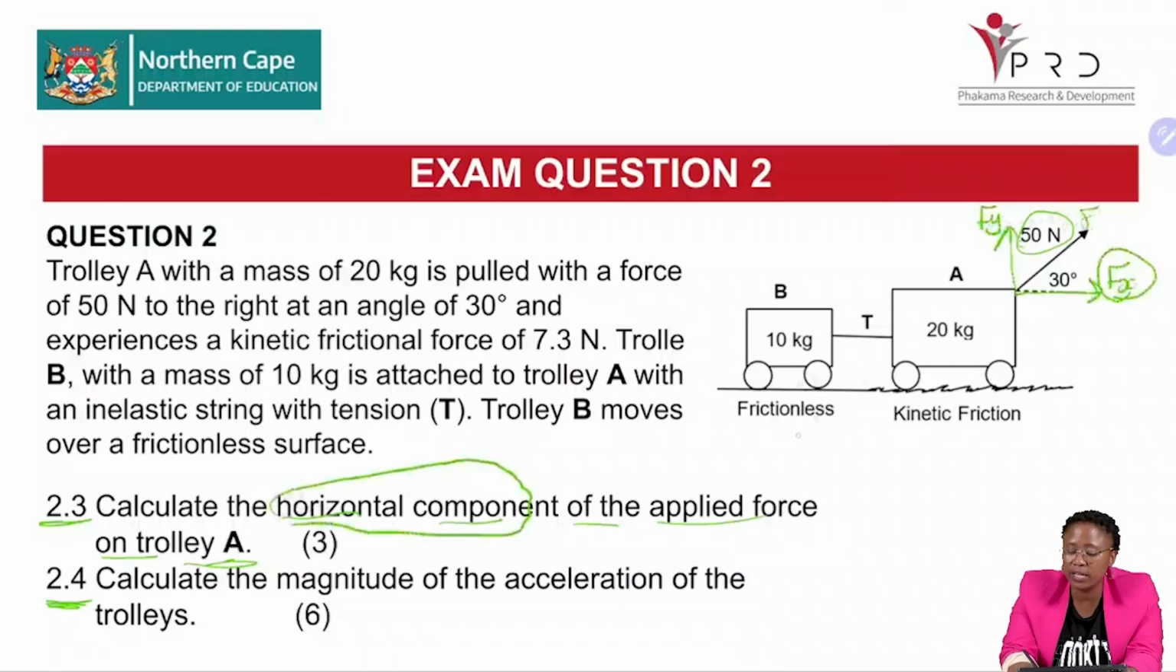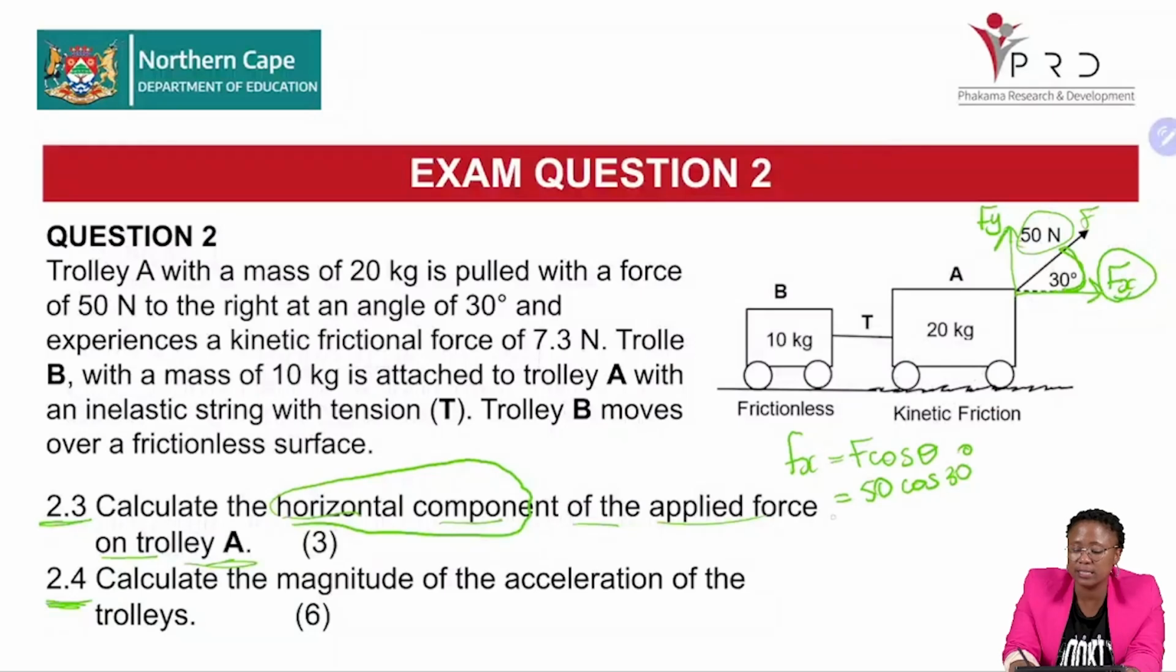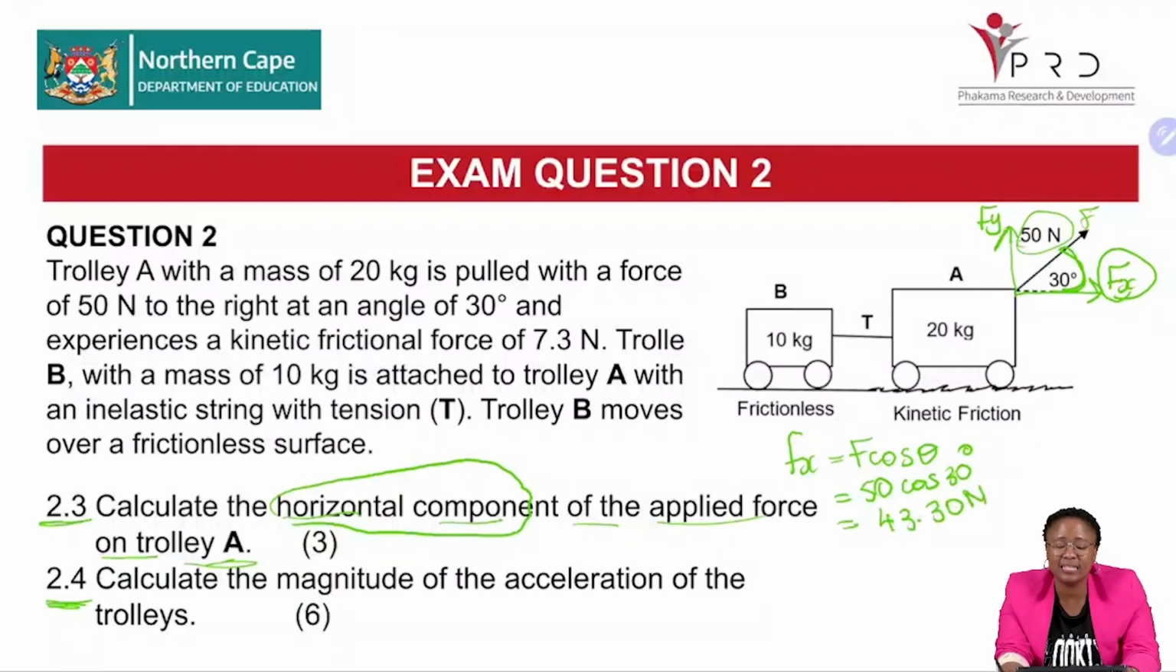So how do we do that? We say Fx, which is the horizontal component, is equal to F cos theta, because it's the angle from the horizontal. Then we substitute: how much is my force? It's 50 cos of how many degrees? 30 degrees. You quickly punch that into the calculator, and you should get 43.30 newtons. Okay, that is the magnitude of the horizontal component.